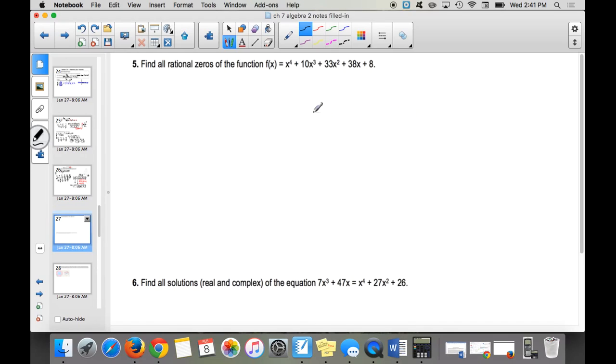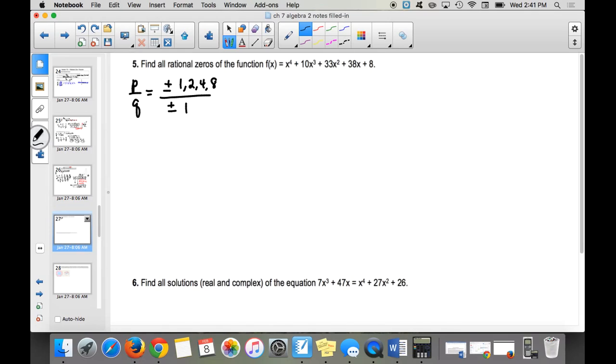So let's go here. It says find all rational zeros of the function. If I'm finding the zeros, I'm still doing my P over Q thing. So go ahead and try it along with me. Be active note takers. Try to do the problem along with me. My factors of 8 are 1, 2, 4, and 8, and my factors of 1 are just plus or minus 1.